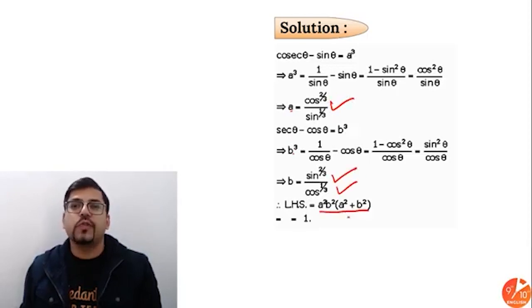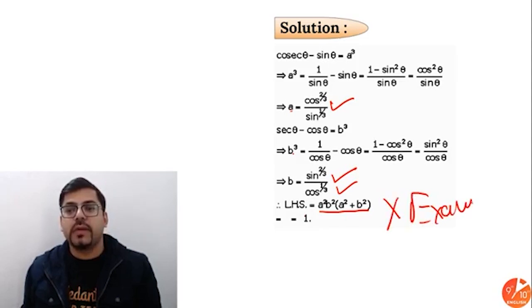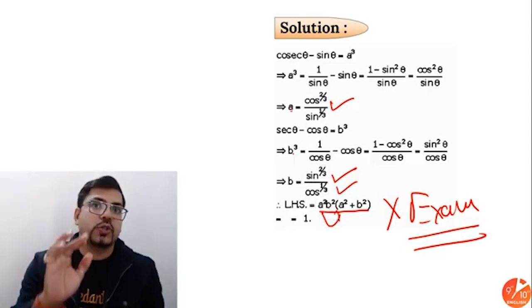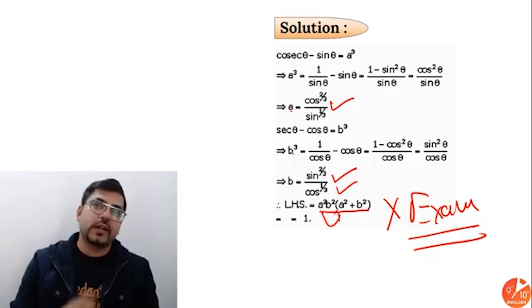LHS, this. They have not multiplied, they have done a short trick, but this is not valid. So let me tell you, don't write this in examination, otherwise you won't get marks. In examination, you will have to actually solve this, multiply this, and then show that yes, it is going to be equal to 1. So please do that.